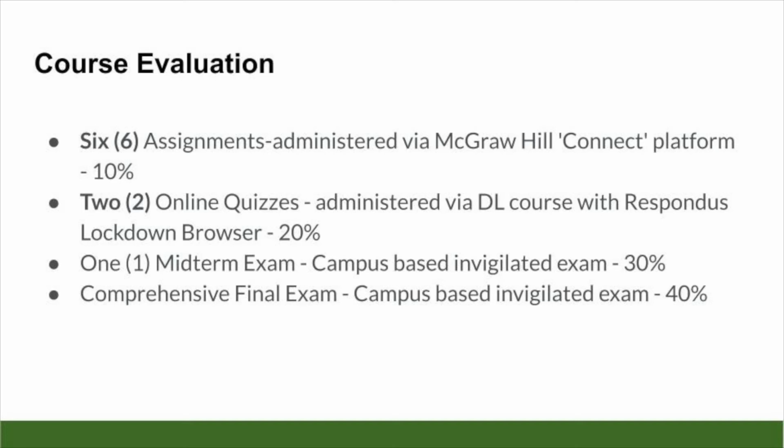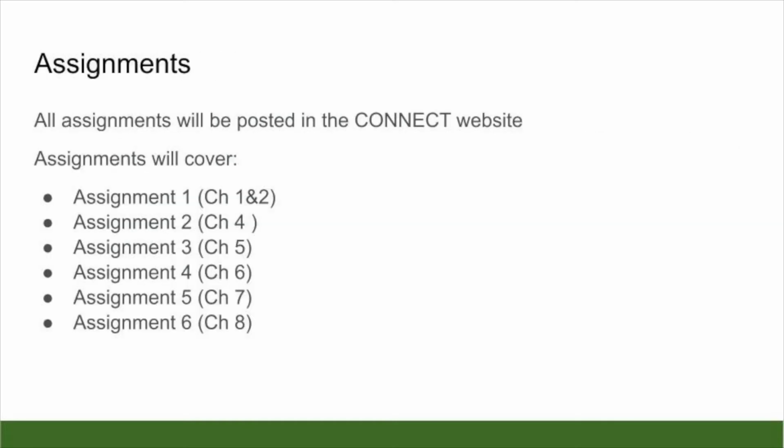There is 1 midterm exam and 1 comprehensive final exam, and that's worth 30 and 40 respectively. If we look at the assignments, all assignments will be posted in the Connect website, and you can see that I've got them listed out right there in terms of the chapter coverage. So assignment 1 is chapter 1 and 2. Assignment 2 covers chapter 4. 3, 5, 6, 7, and 8 are covered in assignments 4, 5, and 6.